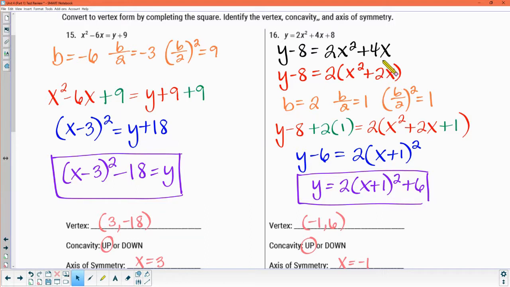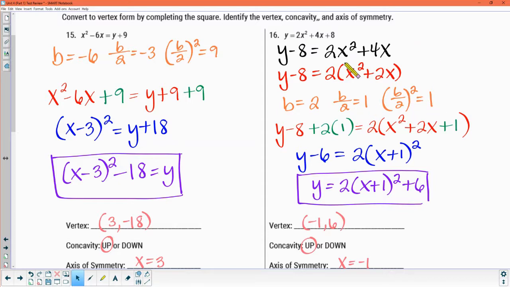Now I can go in and identify b. If you identify b any sooner than this step, it is going to give you the wrong answer. It has to be after you have made a equal to 1. So b is going to be 2, b over 2 is going to be 1, b over 2 squared is going to be 1, because 1 squared is 1.